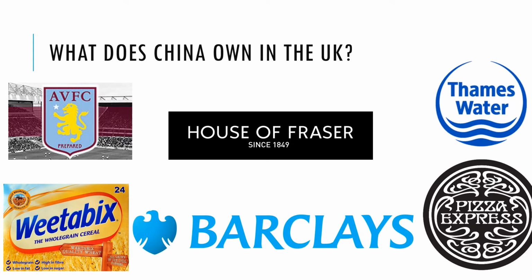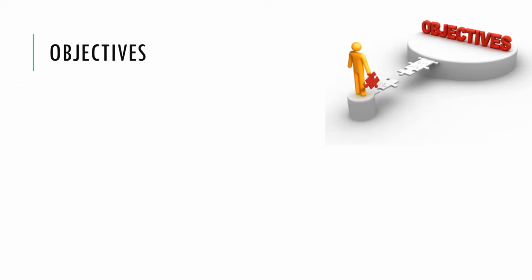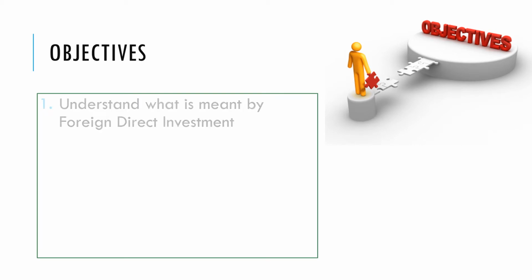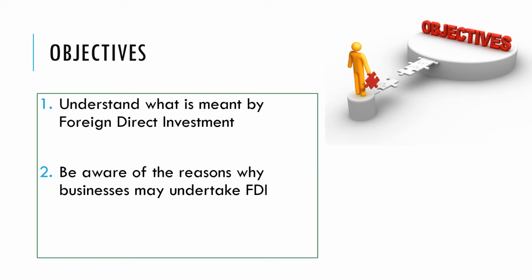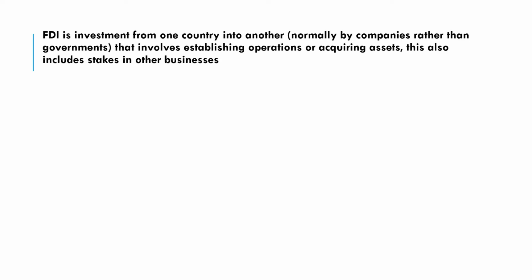Well, these businesses are all owned or part owned by Chinese investors in the UK. And in this video, that's what we're going to look at. We're going to look at what is meant by foreign direct investment. We're going to look at some of the reasons why businesses may undertake FDI and also look at some examples of foreign direct investment. So let's start off with what is meant by foreign direct investment.